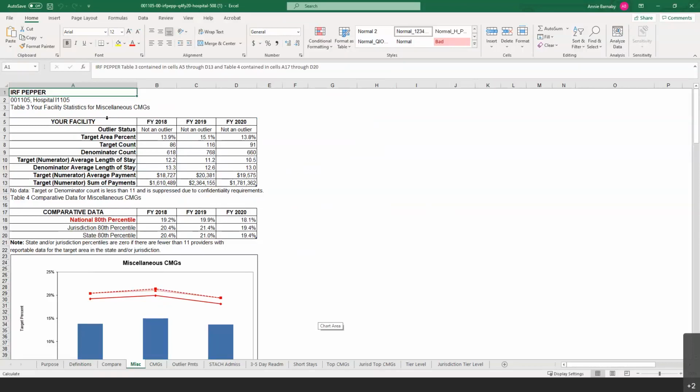So for this target area, we can see that this facility is not an outlier. And at quick glance, we could see that anyway because there's no red bold font listed on this target area tab.